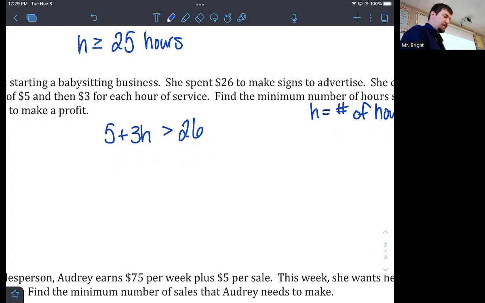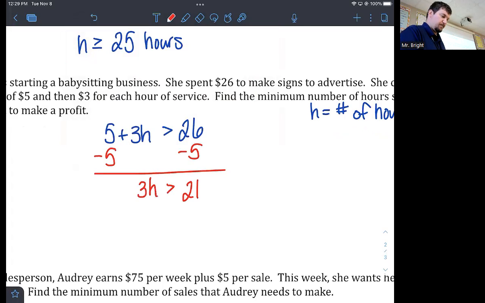All right. So if you take away the $5 fee, what's 26 minus 5? 21. How do we get rid of the 3? Caitlin, when you divide by 3, do you have to flip the sign? Nope, because it's positive. Caitlin, what's 21 divided by 3? 7. So she'll have to babysit for at least 7 hours.